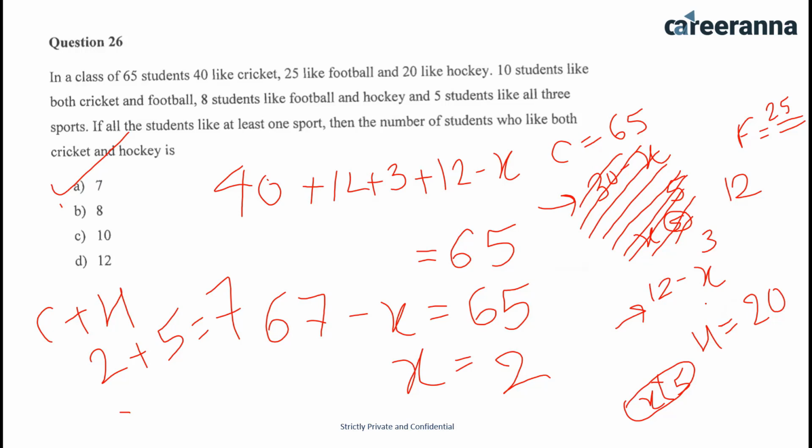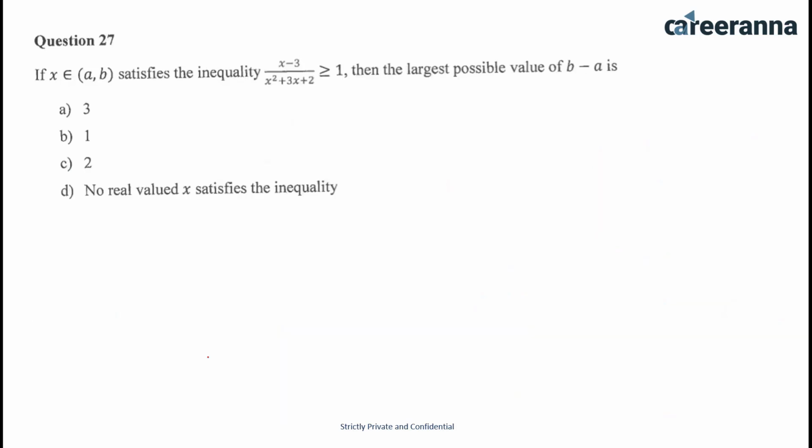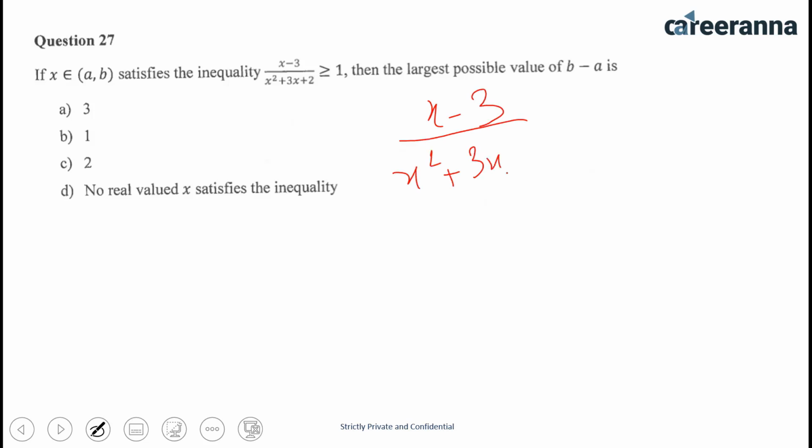Let's move on to our next question. So if x belongs to the open interval (a, b) and satisfies the inequality (x minus 3) upon (x square plus 3x plus 2) greater than or equal to 1, then the largest possible value of b minus a is. So if this is given to us, (x minus 3) upon (x square plus 3x plus 2), it should be greater than or equal to 1.